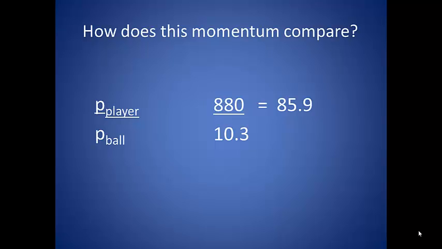If we compare those two momentums, we find that the momentum of the player is nearly 86 times that of the football. Even though the ball is traveling at a much faster velocity, its mass is much smaller, and it does not significantly affect the momentum of the player.